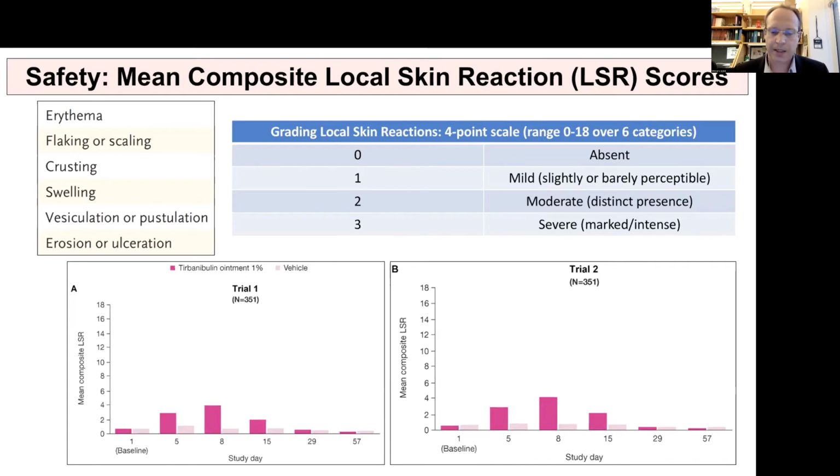And I think that is a very important concept to be able to discuss with patients that are thinking about using this medication, that there seems to be a peak around day 8 of some of the skin reactions, but it diminishes by that 2nd week.